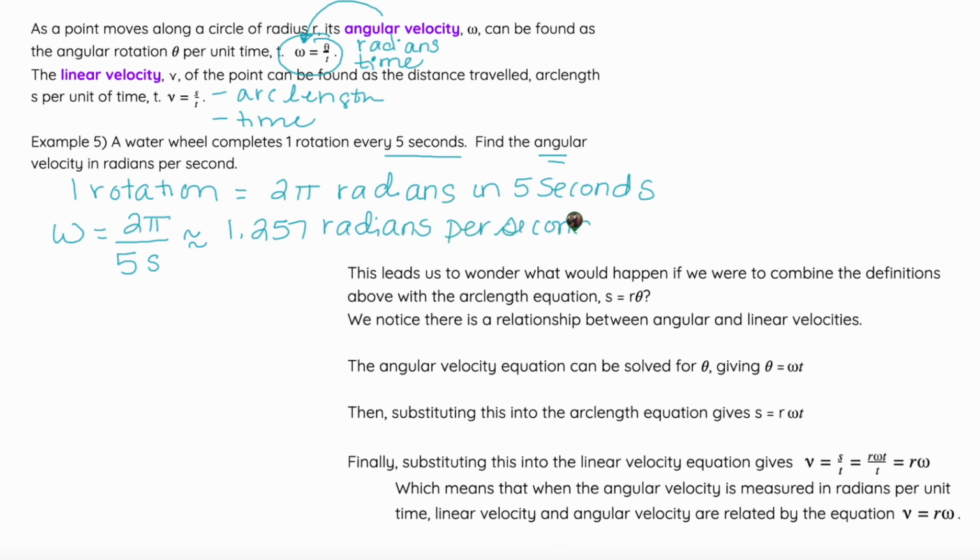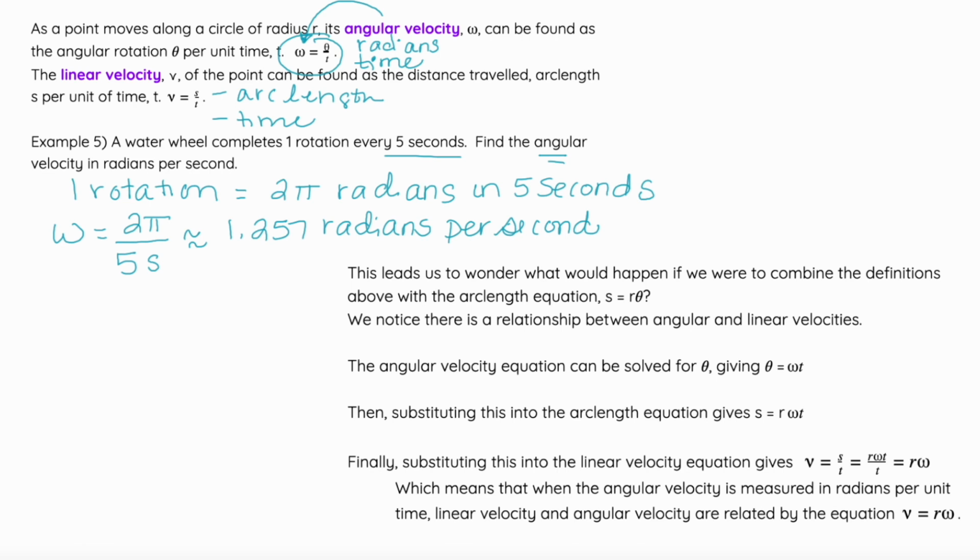You could even turn radians into degree values to get an idea of what speed it's traveling. But this also leads us to wonder what would happen if we were to combine the definitions above with the arc length equation. So our arc length, the definition coming from our first slide, when we combine it, we notice that there is a relationship between the angular and linear velocity. So let's take a little bit of a look at this.